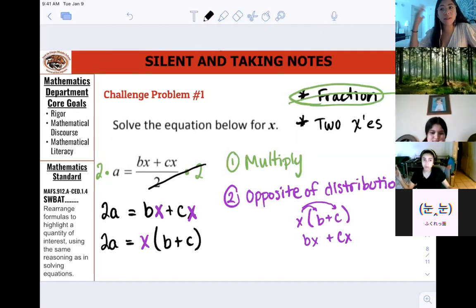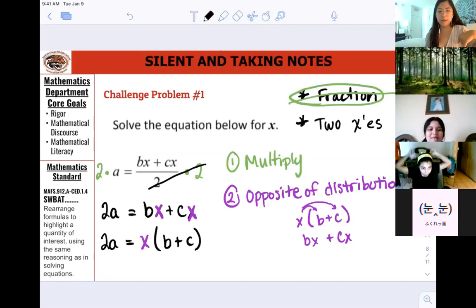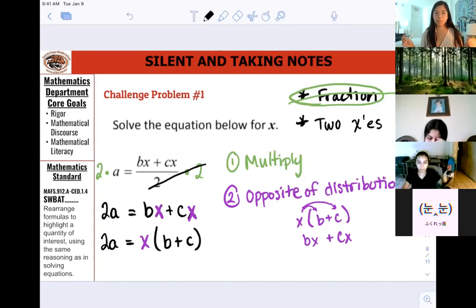This is a little bit, if you've never done this before, it takes a second to get used to it, but does anybody have any questions about this? That is sad. Why would you do that? I'm doing it because I need the x to be all by itself. So I just went from having two separate x's to having one x all by itself. Questions?